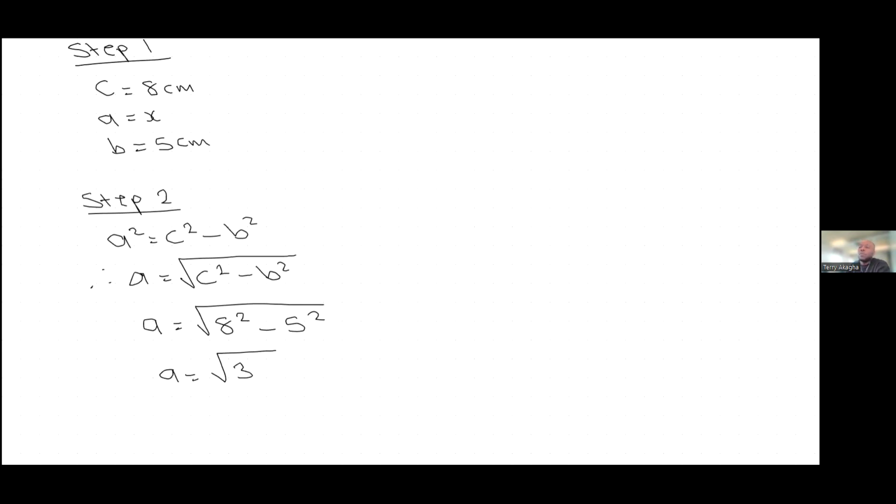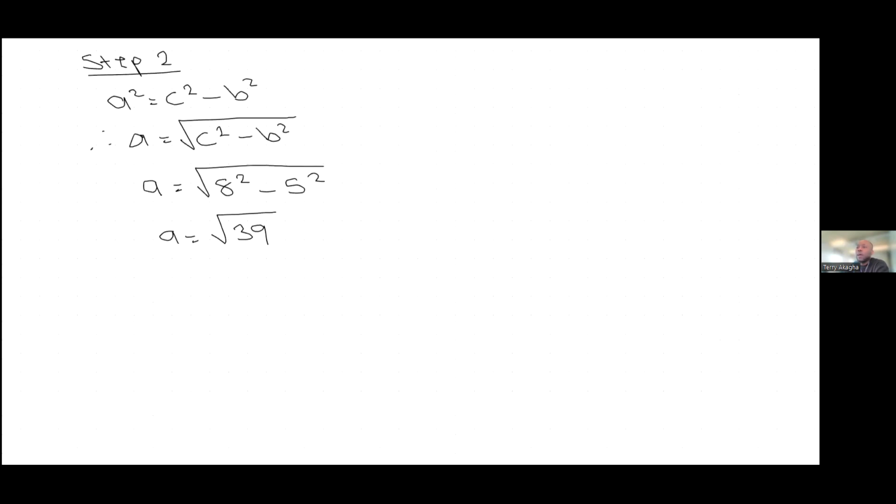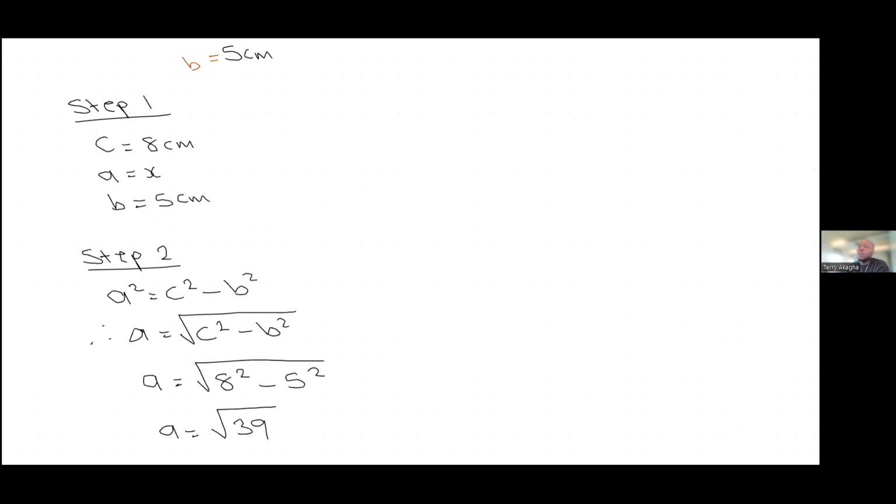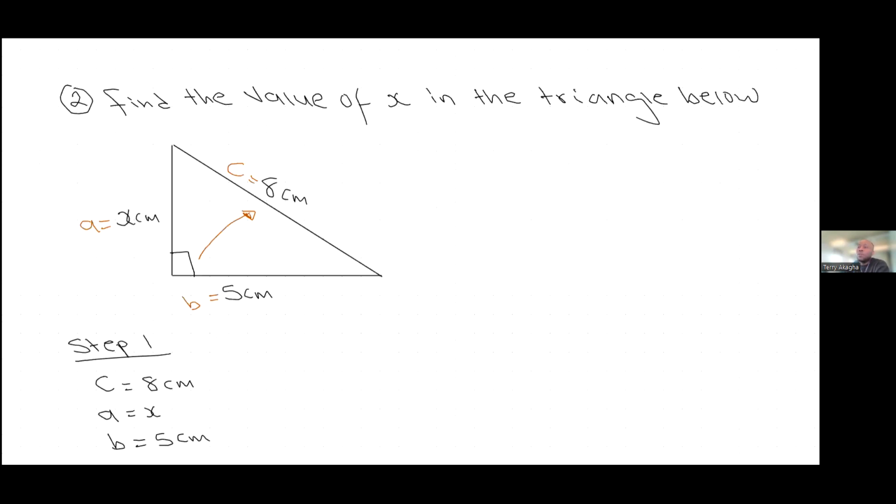All right. So step three, we have the square root of 39. We can break this down, or you can leave it as square root of 39, or you can say it is 6.24 centimeter. So that means the value of X here is equal to the square root of 39. All right? And that is that for that.